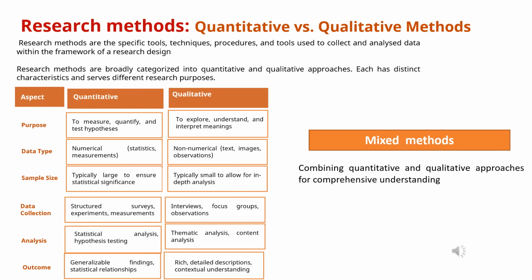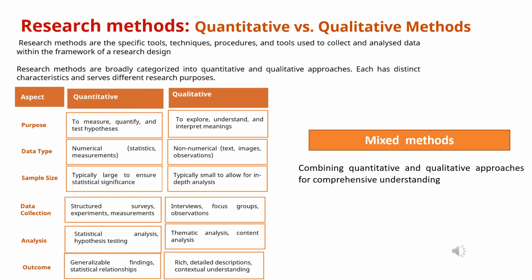So for a research method, we said research methods are the specific tools, the techniques, and the procedures used to collect and analyze data within the framework of your research design. And the research methods are broadly categorized into two. We have the quantitative and qualitative. And in some instances, we combine both the quantitative and qualitative in what we regard as the mixed method. And each of these has distinct characteristics and serves a different research purpose.